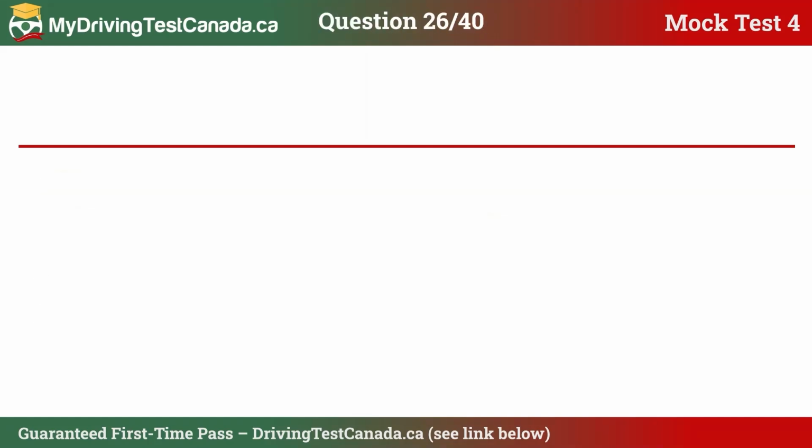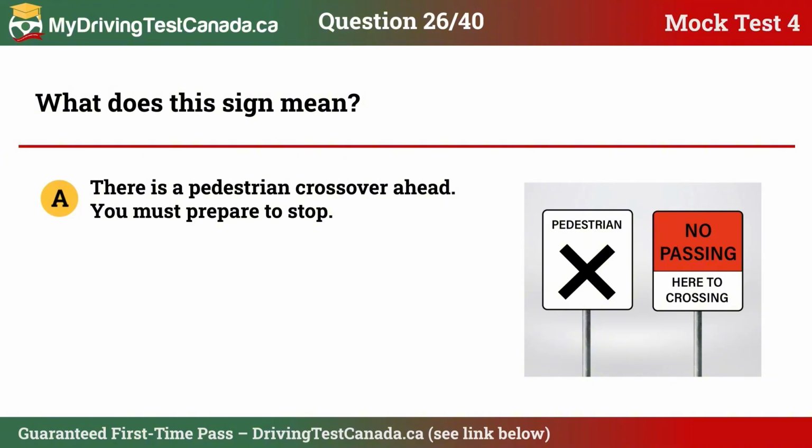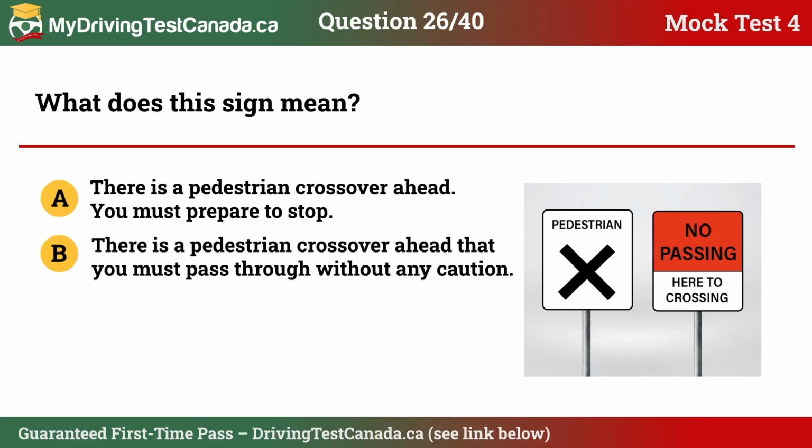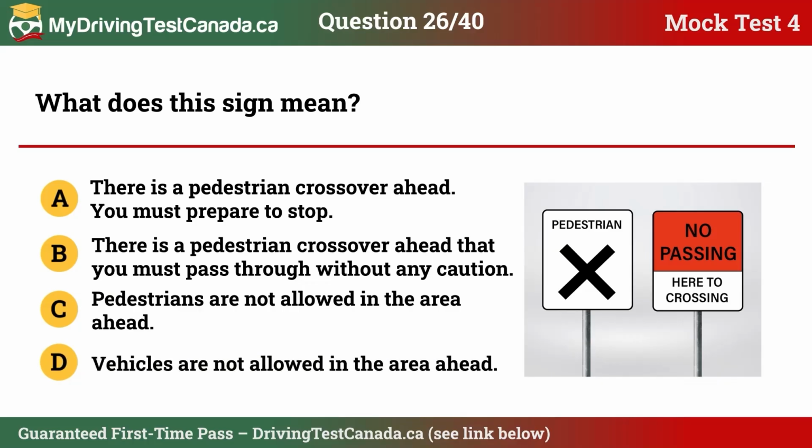Question 26. What does this sign mean? A. There is a pedestrian crossover ahead. You must prepare to stop. B. There is a pedestrian crossover ahead that you must pass through without any caution. C. Pedestrians are not allowed in the area ahead. D. Vehicles are not allowed in the area ahead.